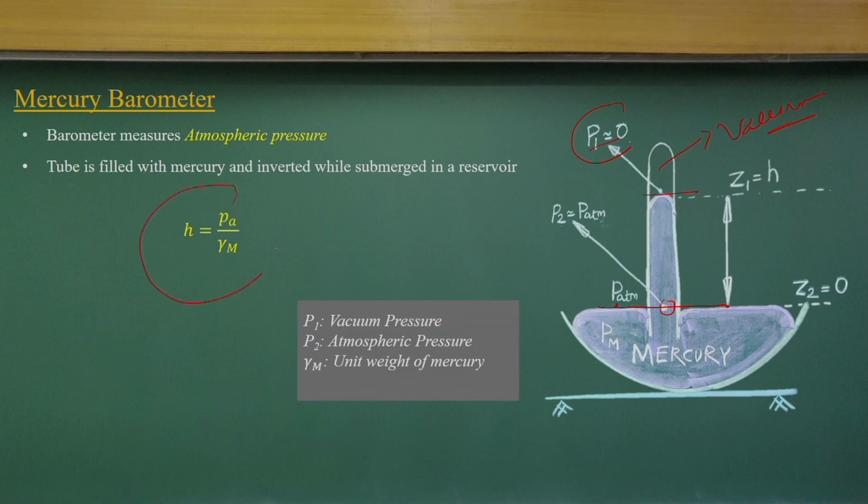If I derive with the control volume and all, I will get the height as P atmospheric divided by the unit weight of the mercury. So if I know the height, I can compute the atmospheric pressure. This is the very simplified concept used for mercury barometers. Just measure the height with a graduated scale. As you know the height and the unit weight of the mercury, you can compute the atmospheric pressure.